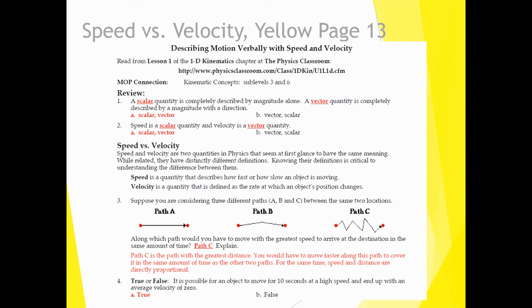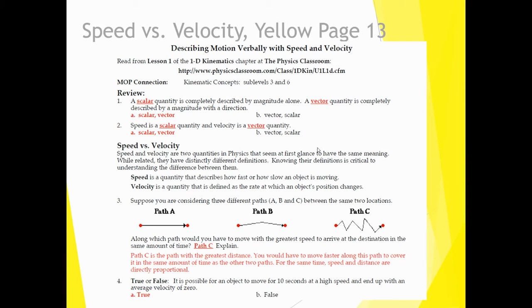So on page 13 in your yellow packet, let's go over some of those answers. Number one, a blank quantity is completely described by magnitude alone, and that would be scalar. And a blank quantity is completely described by magnitude with a direction, that would be vector. So your answer should be A. Number two, speed is a blank quantity and velocity is a blank quantity. So speed is scalar, velocity is vector.